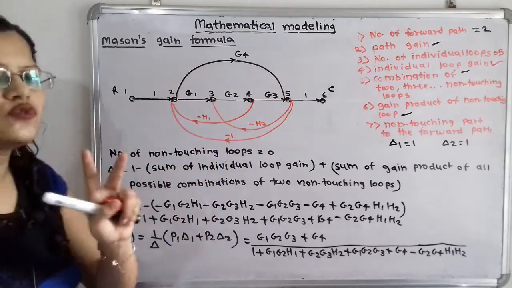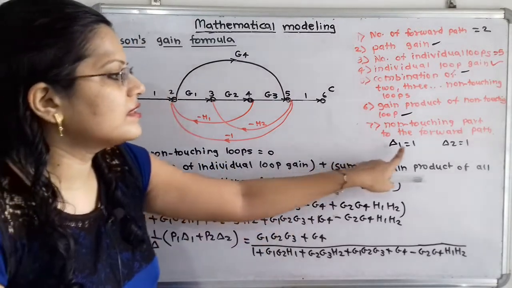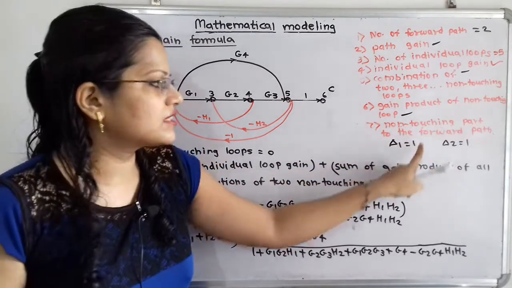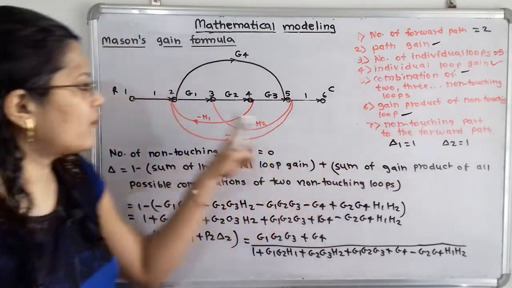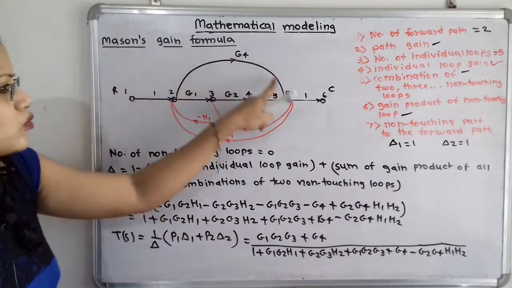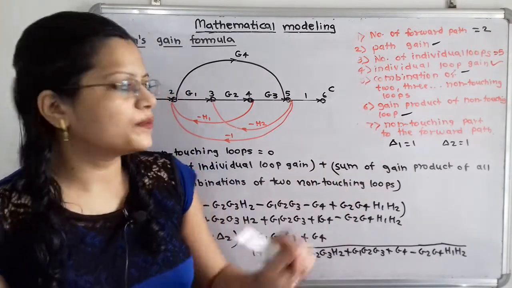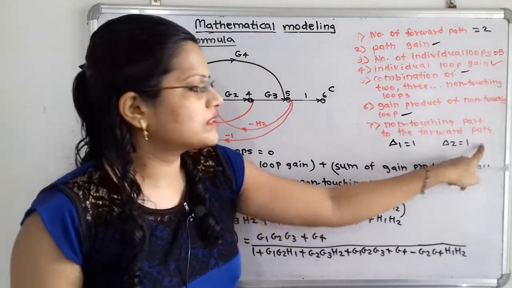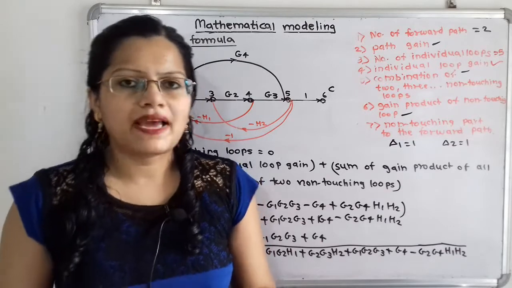So there is no any path of loop in such a way that it is not touching to this forward path. So for these 2 paths we have to take 2 deltas, that is delta 1 and delta 2. For path 1, there is no any path that is not touching to the forward path. So delta 1 is equal to 1, and delta 2 is for path 2. So again there is no any path, or we can say loop, that is not touching to the forward path. So delta 2 is also equal to 1. Now we will apply the Mason's formula.